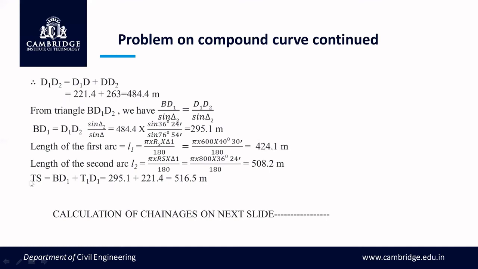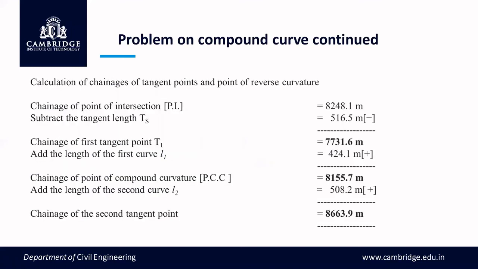Therefore, the tangent length TS is equal to BD1 plus T1D1. That is equal to 295.1 plus 221.4, which gives a value of 516.5 meters. Now we must be able to calculate the chainage of the tangent point T1, that is the point of the curve, the chainage of the point of compound curvature, that is the chainage of D, and the chainage of T2, that is the chainage of the point of tangency.